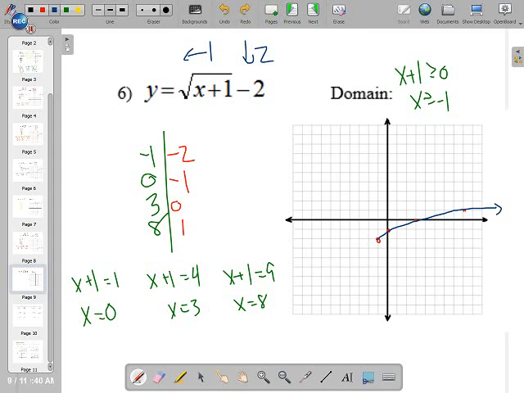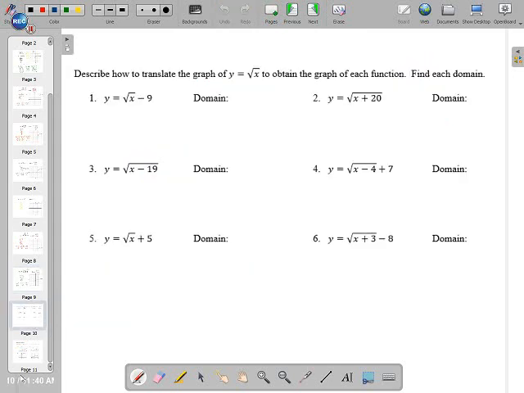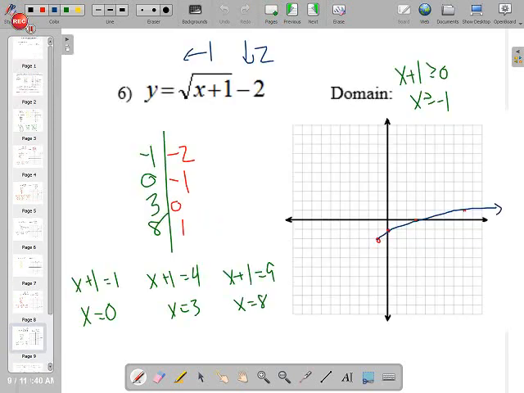That's pretty much it for graphing radicals. These are practice problems you should be able to do without a calculator, and then you have the homework assignment to go after that. So go ahead and get that done, and good luck.